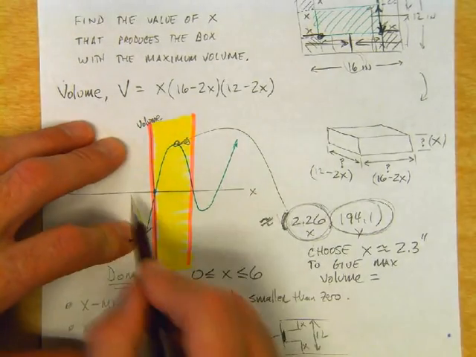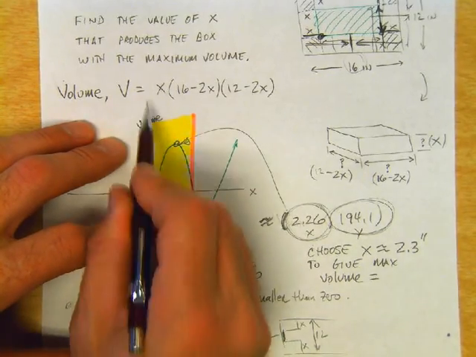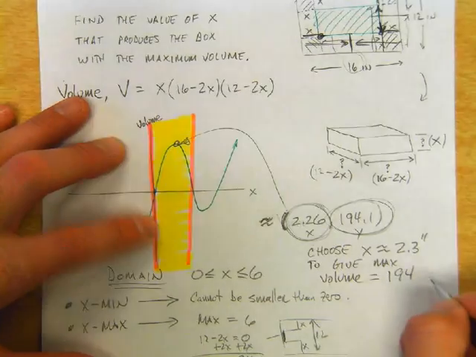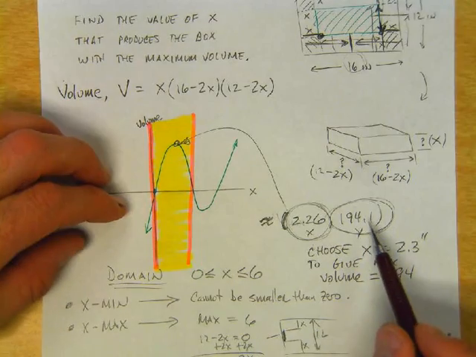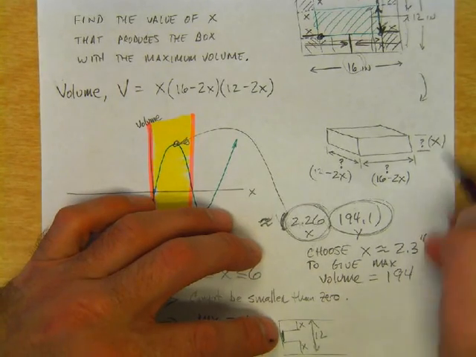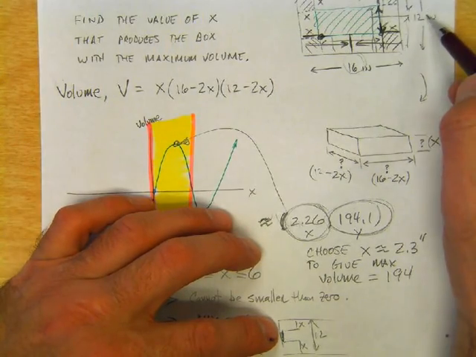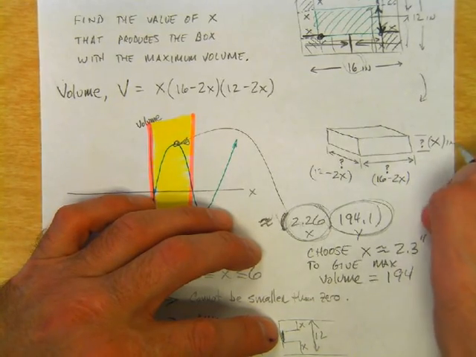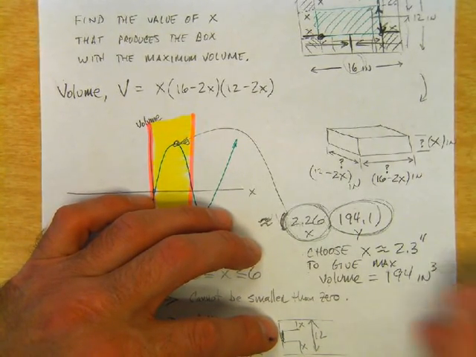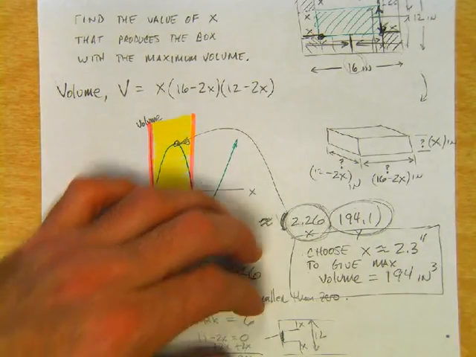Isn't that the y-axis, the up and down, which says the volume? So the maximum volume is 194. What are the units on this? Well, let's see. The box was measured in inches, so this would be inches, this would be inches, this would be inches. There's 3 of those, so inches cubed. There's your answer right there.